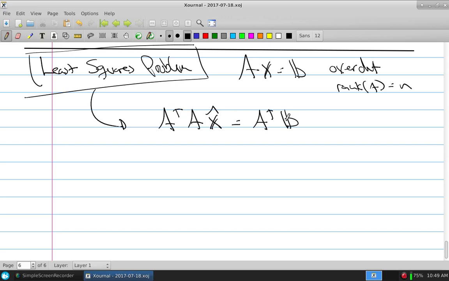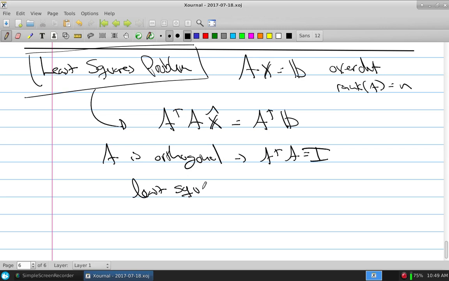Now, on the other hand, if A was made up of columns that were all orthogonal and length 1, what's A transpose A going to spit out? The identity. And so that would mean that if A is orthogonal, that implies that A transpose A is simply the identity. So that says that the least squares solution x hat is simply A transpose b.